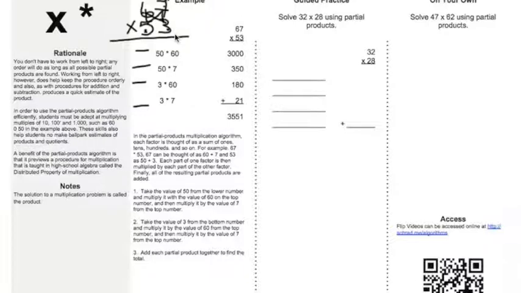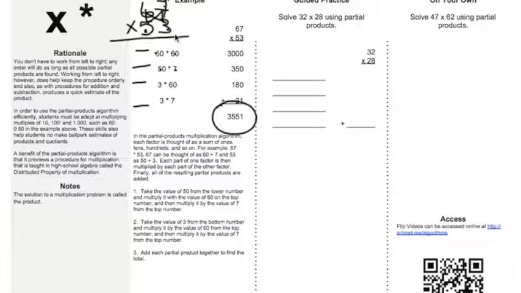When I work it out, I get 50 times 60 is 30 with a couple of zeros, so 3,000. I get 50 times 7, which is 350. 3 times 60 is 180, and 3 times 7 is 21. And it's partial, so I need to add them all together, and my sum is going to be 3,551.